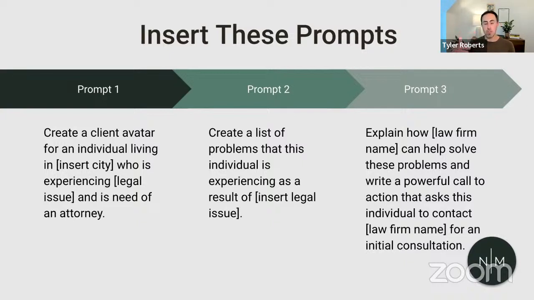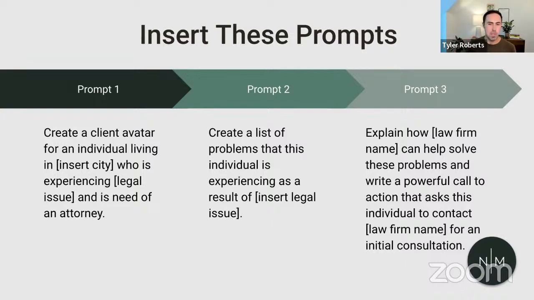And you're going to get a great client avatar from ChatGPT that gives you like where they live, what car they drive, where they shop, that sort of thing. Once you have that answer, go into prompt 2. Say, create a list of problems that this individual is experiencing as a result of the legal issue. And that's going to list out maybe 5 to 10 different problems this person is experiencing. And then prompt 3, explain how your law firm can solve these problems and write a powerful call to action that asks the individual to contact the law firm for an initial consultation or whatever it may be.